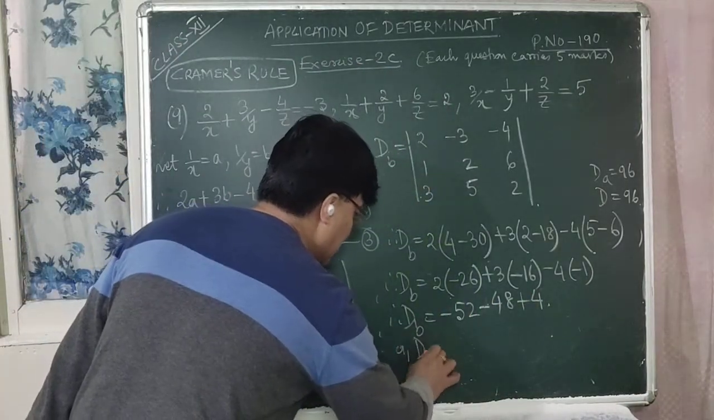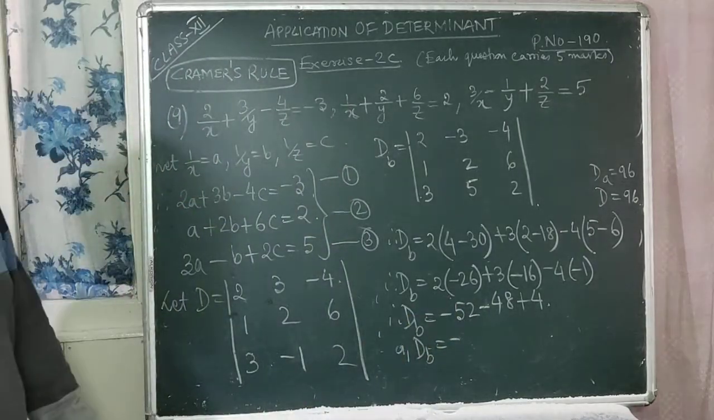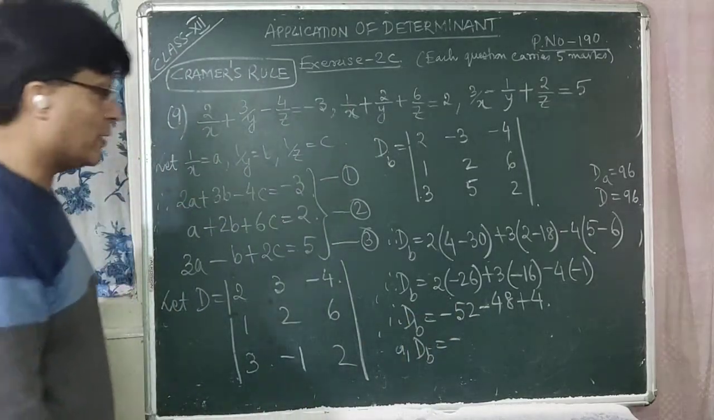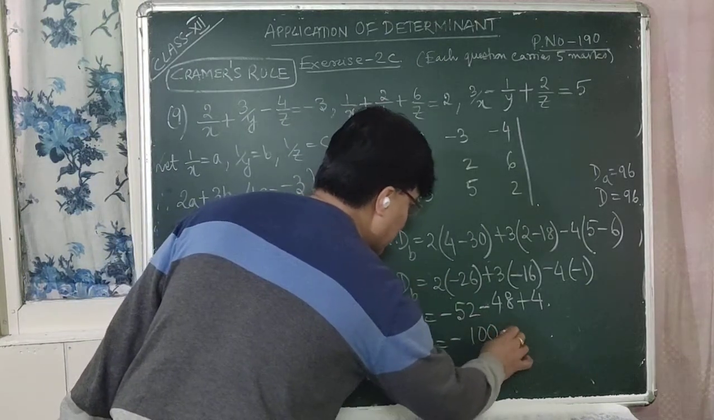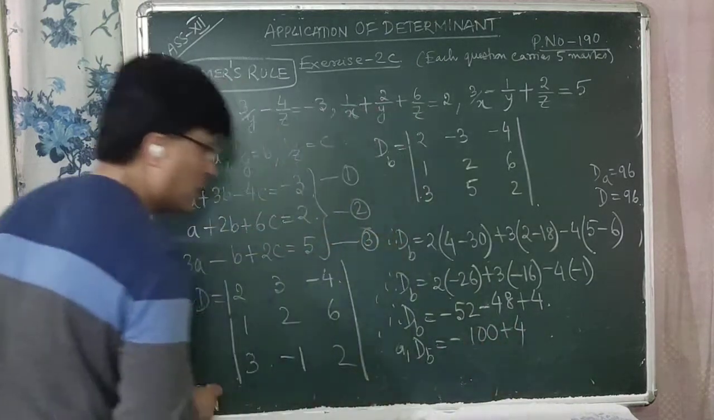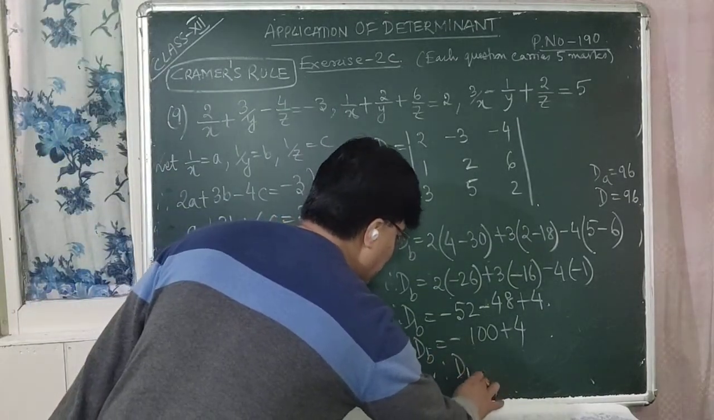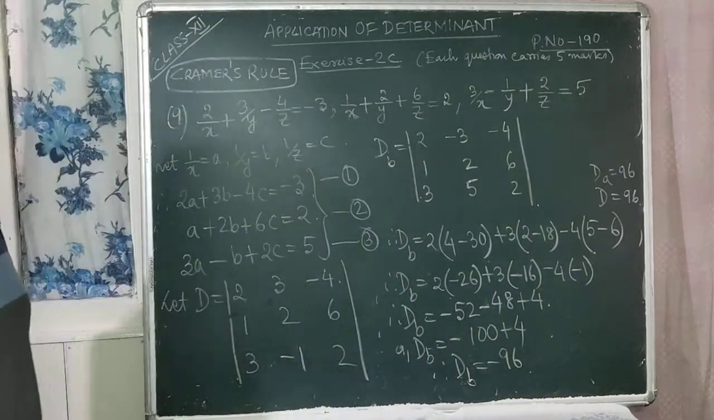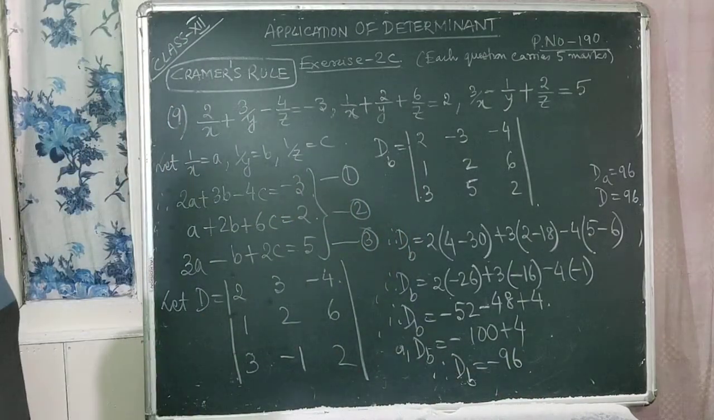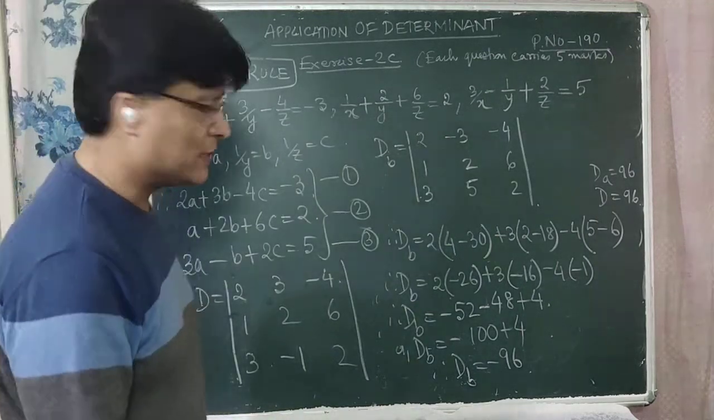Or dB is equal to, this is your minus 52 minus 48. Same sign, you have to add them. 8 plus 2 10, 6 plus 4 10, 100 plus 4, right? So what is dB now? Therefore dB is equal to minus 96. Different sign you have to subtract and you have to write down the sign of the greater number. That is, dB is equal to minus 96.